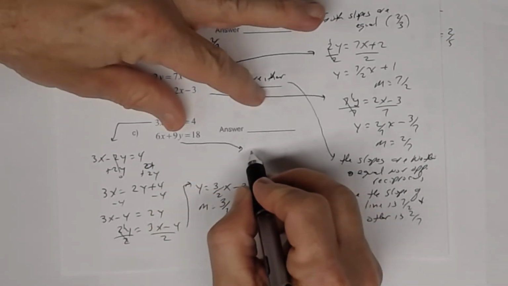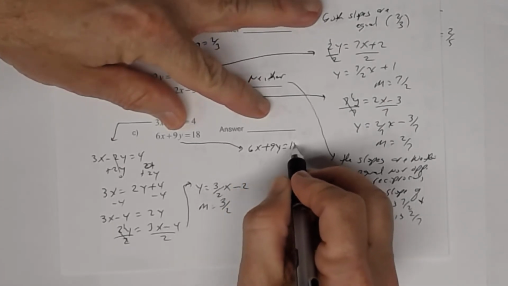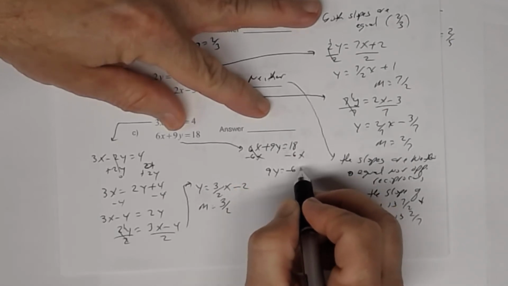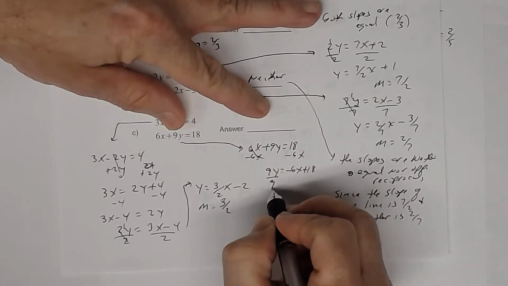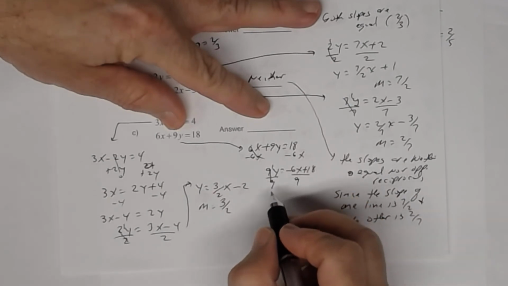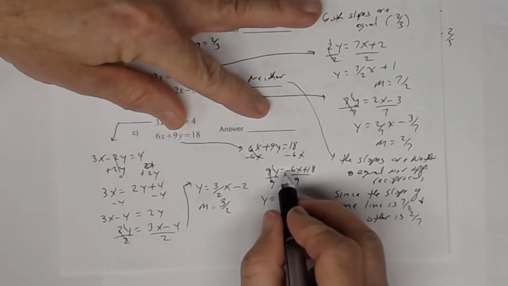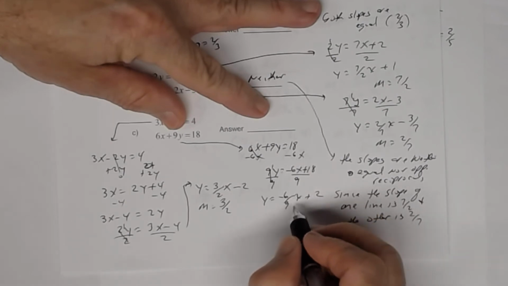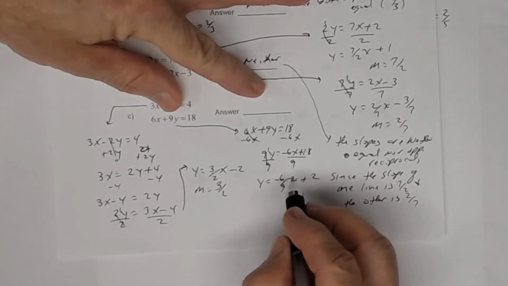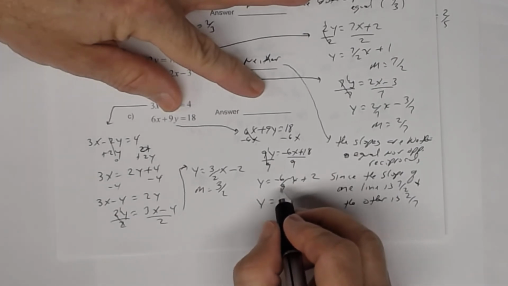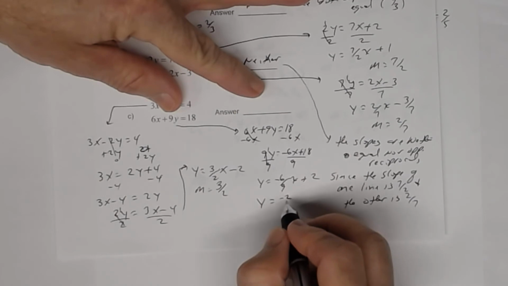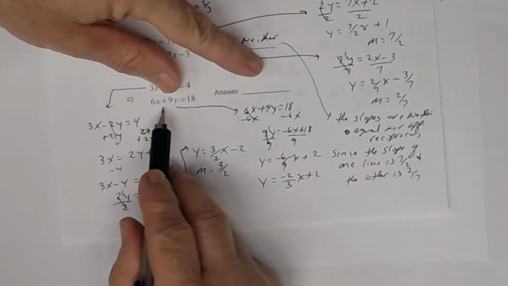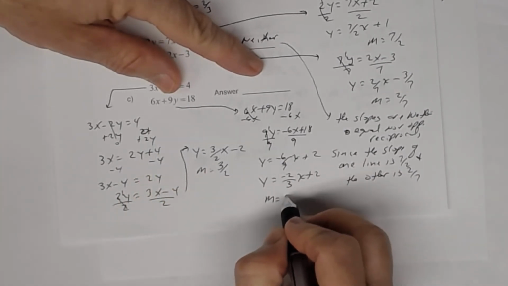So over here, I have 6x plus 9y equals 18. Subtracting 6x from both sides, I get 9y equals negative 6x plus 18. Dividing both sides by 9, to get y by itself in slope-intercept form, I get y equals negative 6/9 x plus 18 divided by 9, which is 2, right? Let's go ahead and reduce this, though. They're both divisible by 3, so negative 6 divided by 3 is negative 2, and 9 divided by 3 is 3. I get negative 2/3 x plus 2. So now the slope of this line right here is negative 2/3.